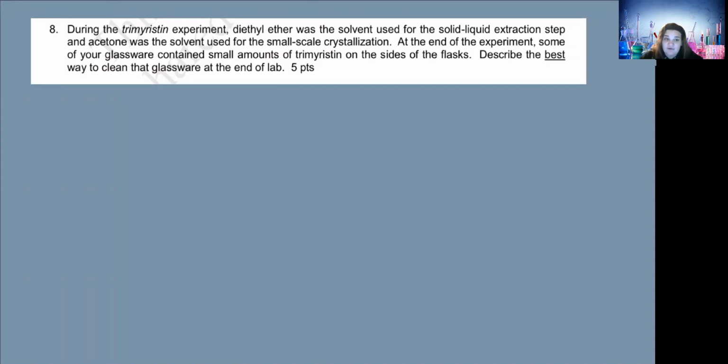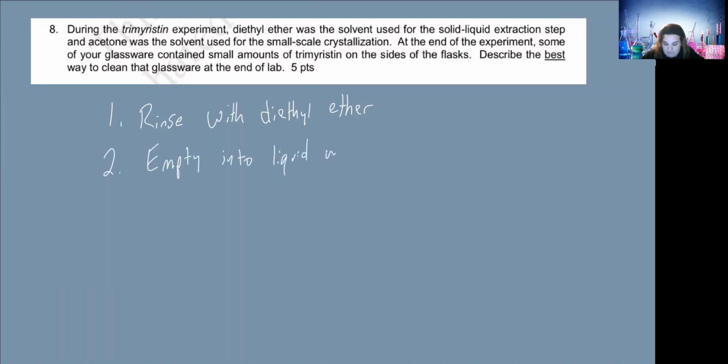Excellent. If you said diethyl ether, you are correct. So your first step is to rinse with diethyl ether, right? That will dissolve the trimyristin. Once you rinse with diethyl ether, you empty it into liquid waste. Now, is it done? No, right? It's still contaminated. If we have to use it next lab, there's going to be trace amounts of diethyl ether. So now, after that, you want to rinse it with acetone.